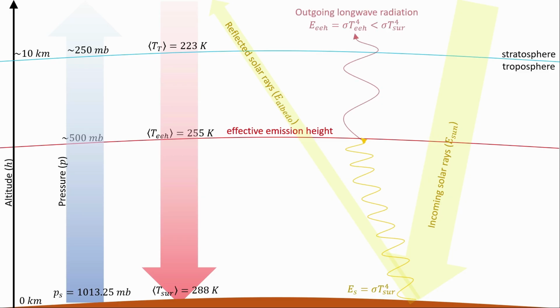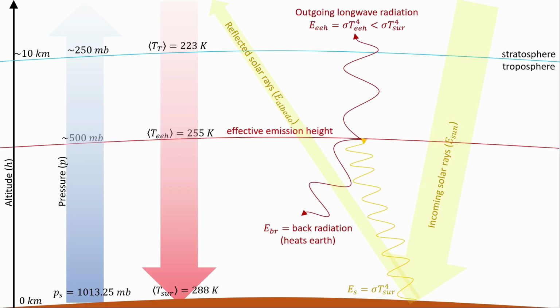So from the effective emission height, we will have the outgoing longwave radiation, which is equal to this Stefan Boltzmann constant times the temperature at the effective emission height to the 4th power, and this will be less than the energy coming off at the surface. And we know this for one, because the temperature is higher at the surface than at the effective emission height, but also because we have this back radiation. So that's what the greenhouse effect is doing, is preventing this energy from actually going back out into space in the form of OLR.